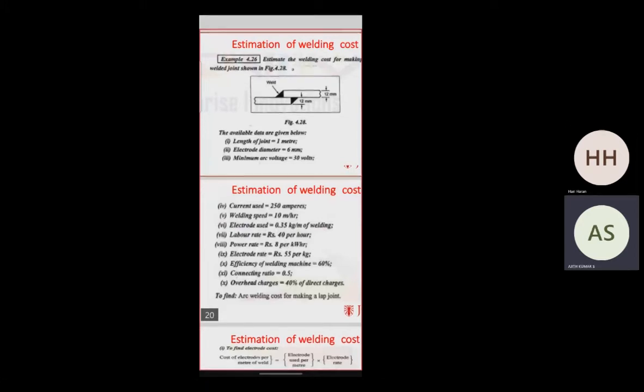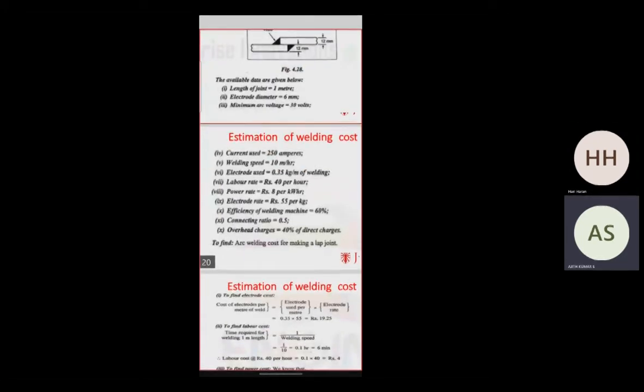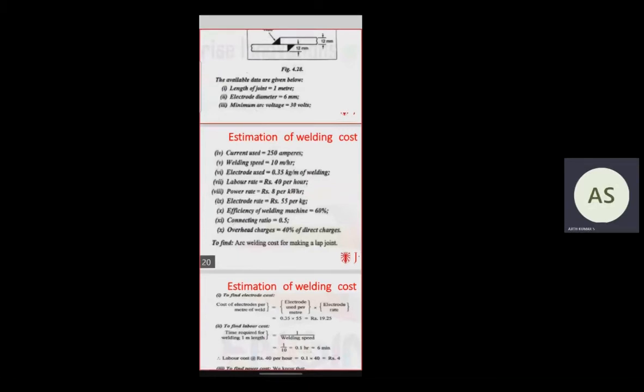Next, the labor cost. The time required for welding 1 meter length is 1 by welding speed. Welding speed is already given as 10 meter per hour. So 1 by 10 is equal to 0.1 hour, which is equal to 6 minutes. That is, we first transform into hour, and then we transform into minutes. And the labor rate is given as rupees 40 per hour. So 40 into 0.1 gives rupees 4. Rupees 4 is the labor cost for welding.